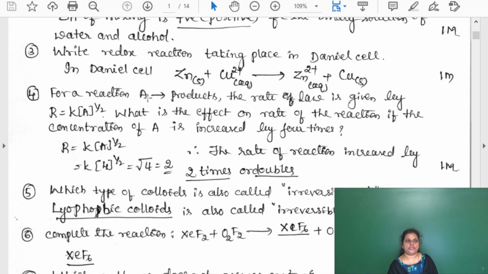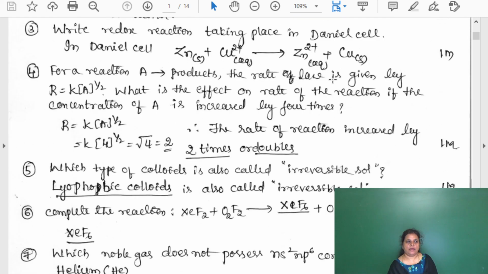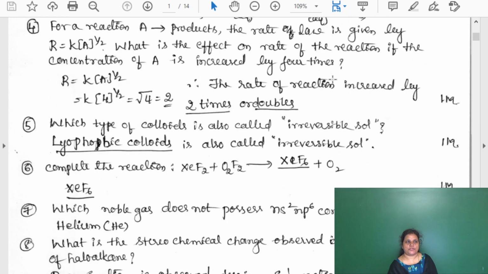The third question is, write the redox reaction taking place in Daniell cell. Exactly how to write this equation along with the subscript which indicates the physical state. Zinc solid combines with Cu2+ aqueous, gives rise to Zn2+ in aqueous medium and solid copper, and that carries 1 mark. Let us move on to the fourth question.